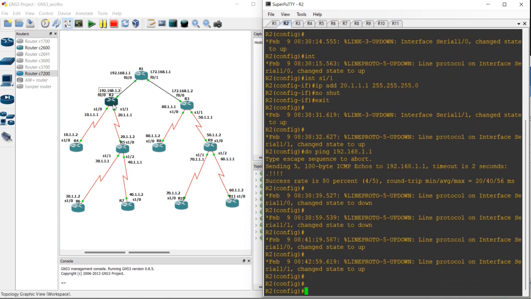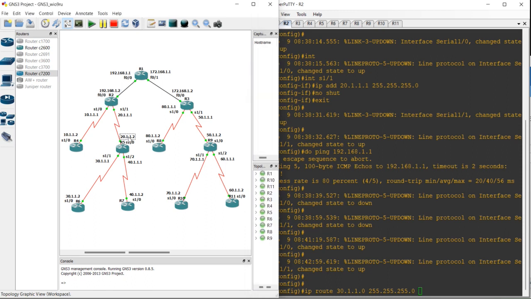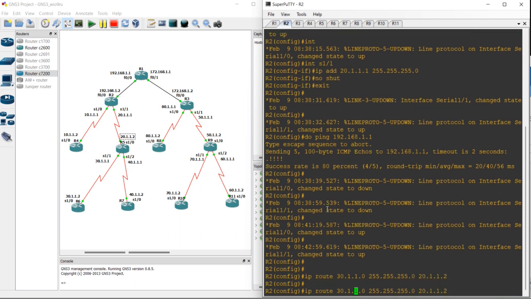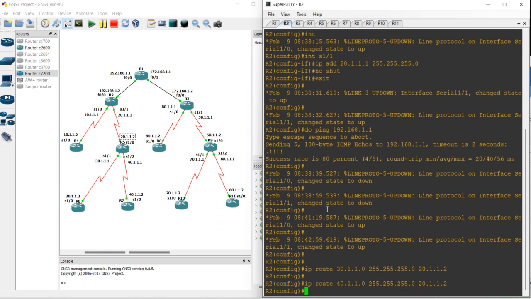Now go to router 2. Router 2 is directly connected with three networks: 192, 10 and 20. The different networks are 30 and 40 on this side. So the command is ip route, first for the 30s network, subnet mask, and the exit IP from router 2 is 20.1.1.2. For 40 also the same exit IP, 20.1.1.2.